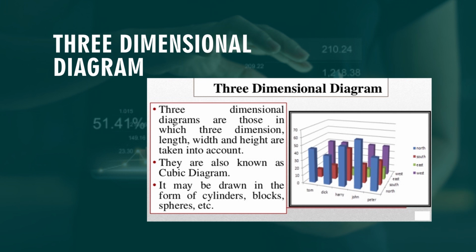So they are also known as cubic diagrams. That is the reason we call it a cubic diagram. It may be drawn in the form of cylinders, blocks, spheres, etc. And three-dimensional diagrams are those in which the 3 dimensions we have already talked about, length, width and height, are taken, and it can be used as a cubic diagram.